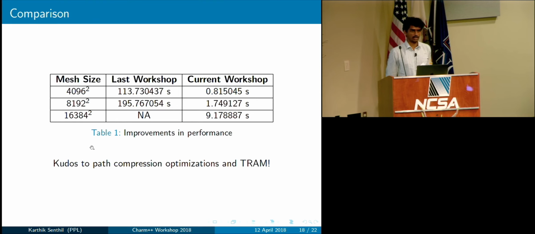And much of the heavy lifting has been coming from the path compression optimizations that we implemented, as well as message aggregation using TRAM, since it's a very fine-grained message algorithm. And the 256 million vertices graph, we were not able to run in the previous version, but now we're able to do it under 10 seconds with about 4K cores.